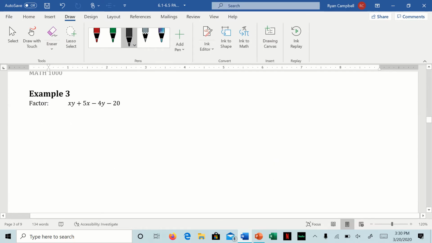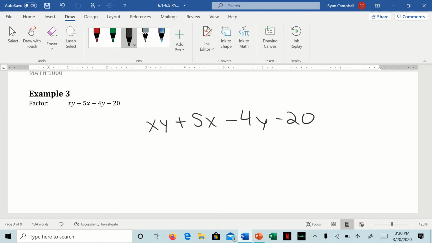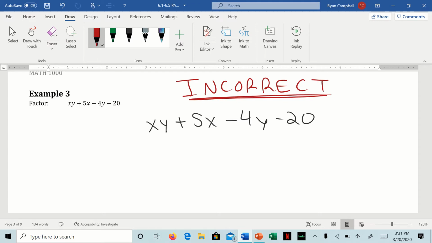All right, let's do another one. We get xy plus 5x minus 4y minus 20. I'm going to show you the incorrect way to do this problem. This is not the correct way of doing it, and we'll see why. If I group these up like this, hopefully some of y'all might have already seen what the problem is that I did, but if not, that's fine. Let's just see what the problem is when we do this.